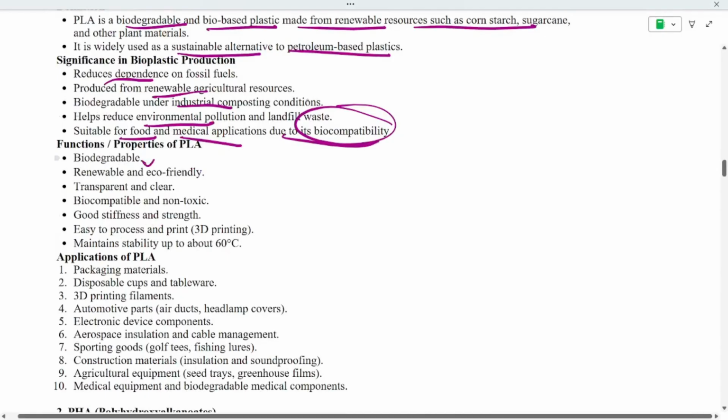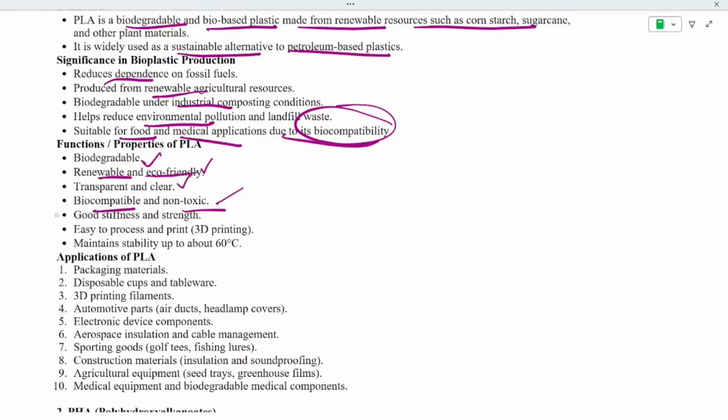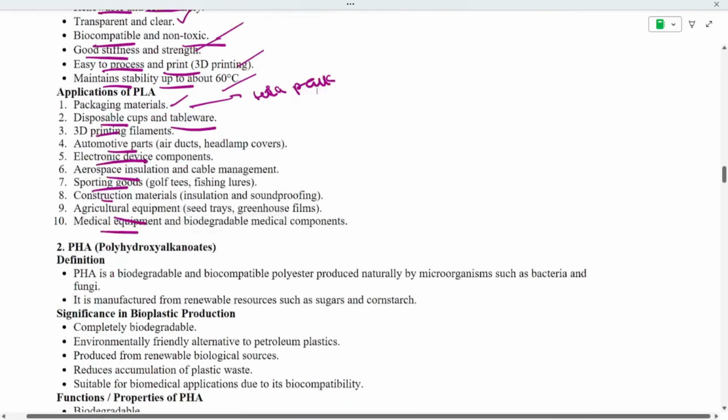Functions: biodegradable, environment friendly, that is eco-friendly, renewable, transparent and clear, biocompatible, non-toxic, good stiffness and strength, easy to process and print, and it maintains stability up to 60 degrees Celsius. Applications: packaging material. When they use Tetra Pak and all, in order to store it for a long time, they will use this PLA. Also disposable cups and tableware, 3D printing, automotive parts, electronic device components, aerospace, sporting goods, construction materials, agricultural equipment and medical equipment.